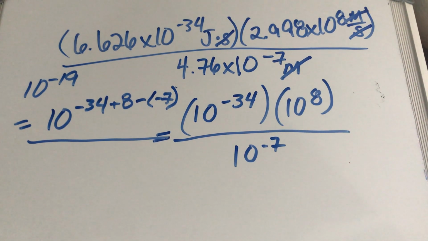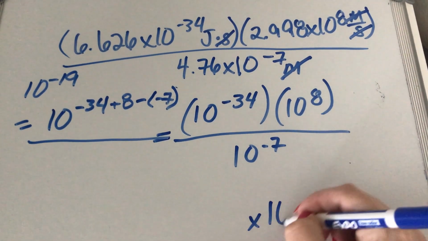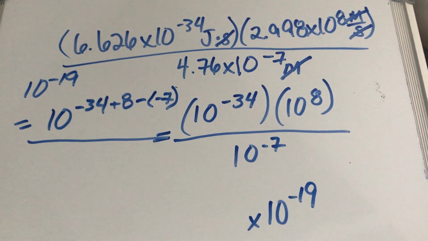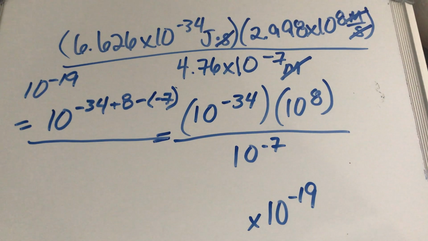Questions about that? No. Cool. So we know that our answer is going to have this order of magnitude. Everybody comfortable with what I mean when I say order of magnitude? It's just a fancy way of saying power of 10, right? So the order of magnitude of this is 10 to the negative 19th. Oh, okay. Yeah. It's just a fancy way of saying it.